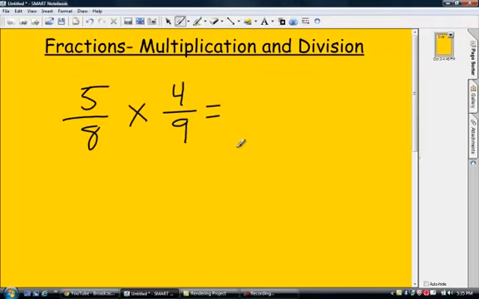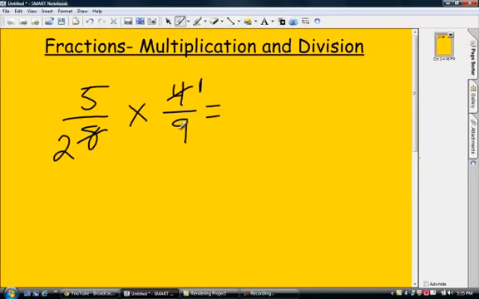equals. Okay, before we do our multiplying across, 5 times 4 and 8 times 9 is 72. First thing you want to do is see if you can do any cross reducing here. Ask yourself, do 5 and 9 share any common divisors? No, they don't. Do 4 and 8? Yes, they do. 4 can be divided by 4 one time, so we make that a 1. And 8 can be divided by 4 two times.